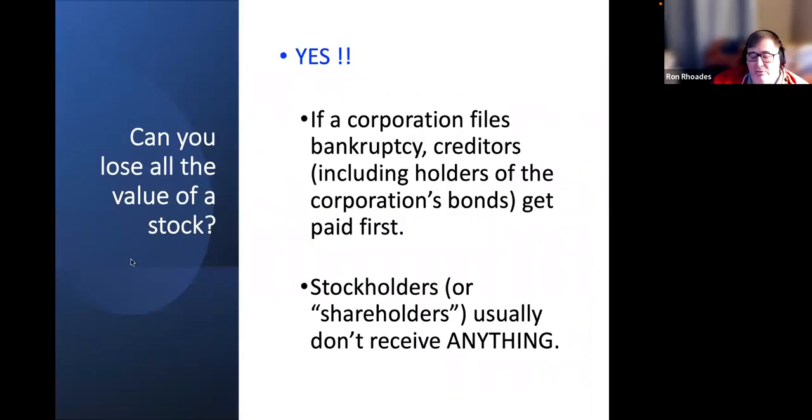So can you lose if you own a stock in a company? Can you lose everything? Yeah. In fact, lots of corporations file bankruptcy every day, and when bankruptcy is done, basically all the assets of a corporation are sold, and the creditors get paid first. Creditors are not stockholders. Stockholders are owners of the company. But creditors include bondholders. So if you own a bond, you're typically going to get something, some percentage of what you own. But stockholders generally don't get anything because there's nothing left at that point.